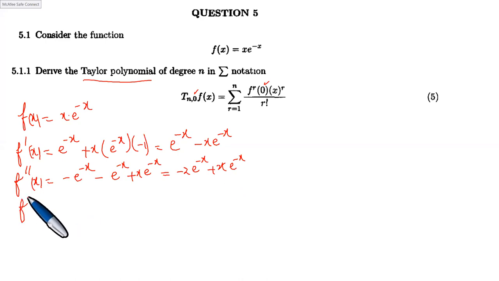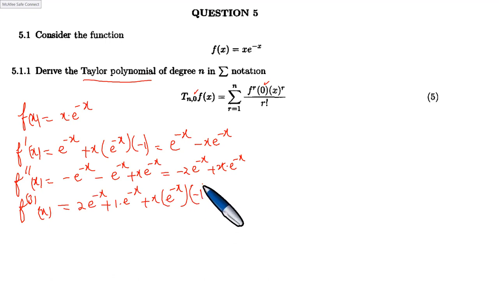The third derivative. Right, the third derivative is going to be found as you find the derivative of this one, which is 2e to the minus x. The derivative of the x is 1. By the product rule here, we keep x constant this time around. We find the derivative of the exponential e to the minus x, which is e to the minus x times minus 1, and this gives us, adding the like terms, 3e to the minus x plus x e to the minus x.